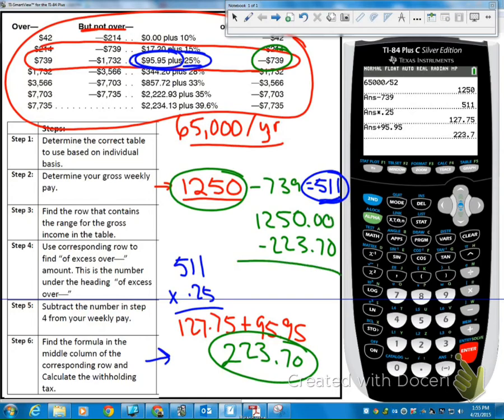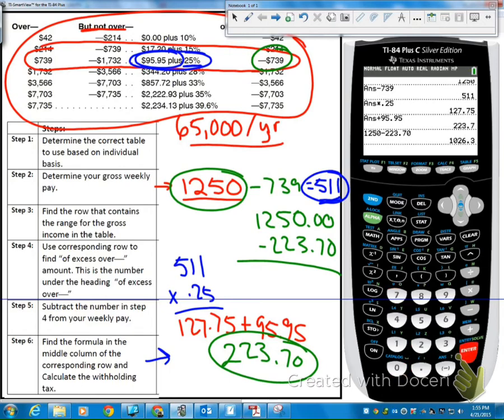So now I can say, okay, how much would I have after taxes, after that's taken out? So let's do our final figure here. I have my $12.50 minus $223.70. And so after taxes, I'm really bringing in $1,026.30. So you can see how the taxes take out a pretty decent sized chunk of that money. Now, we're going to do some more practice with this and see lots of different examples, but I wanted to give you a chance to see how we're using our table here to find what our total net income is going to be.